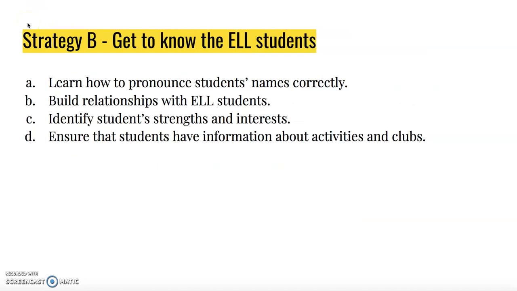The second strategy, strategy B, getting to know the ELL students, involves the following procedures. Number 1, learning how to pronounce the students' names correctly. Being able to greet students with their first name and spelling it correctly on paper will go a long way for the student being able to recognize that the teacher cares about them. Forgetting a student's name or spelling it wrong is really not the best way to start a relationship.